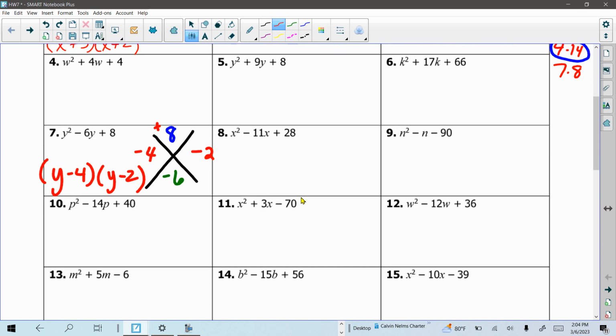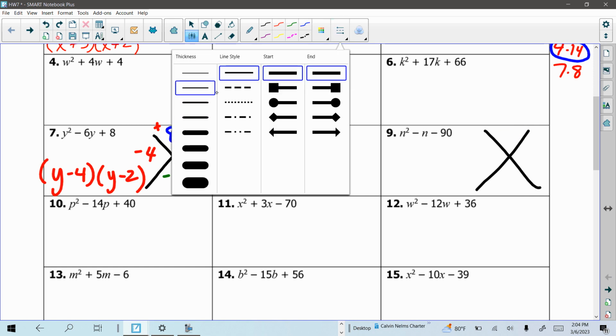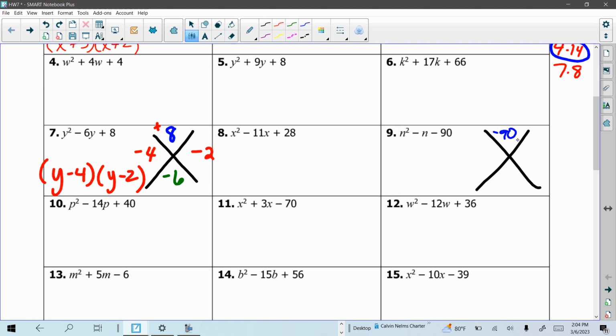Now, on number 9 here, jumping to 9, the last term is a negative 90. Let me fix that. It doesn't look too correct. Let me change my font. Negative 90. And my middle term is a negative 1, excuse me.